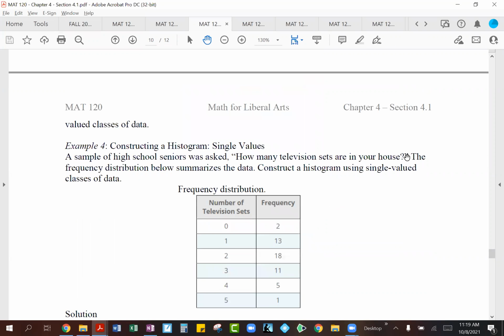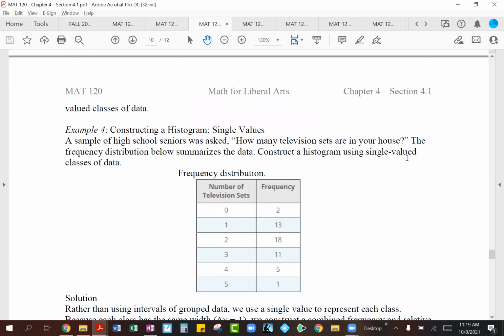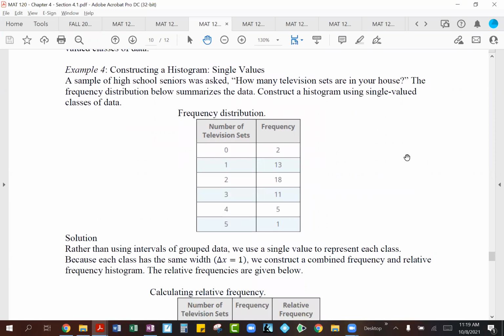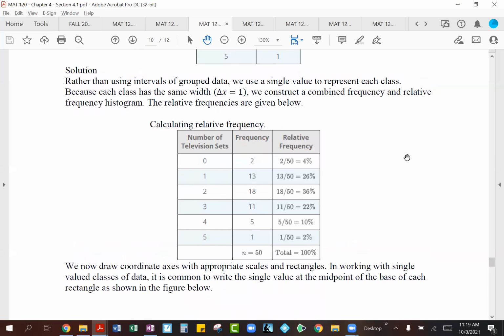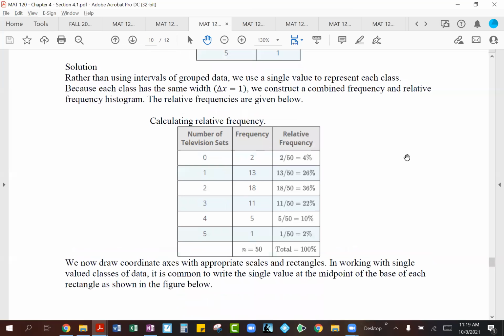So this is, I think, talking about a sample of high school seniors who were asked, how many television sets are in your house? Based on their answers, you can see we can go anywhere from 0 televisions to 5 TVs in your house. And then they're showing us the frequency of how many students had how many TVs in their house. So based on that, we calculated our total for the frequency column. It looks like there were 50 students in this class.